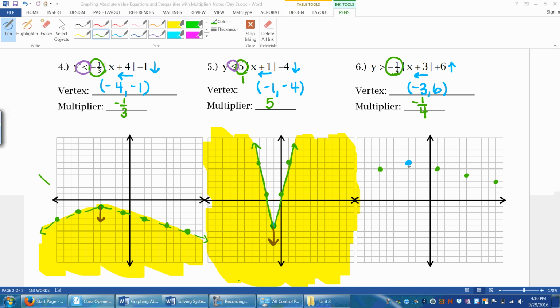This one does not have an equal to symbol, so it's dashed. It's a greater than symbol, so from the vertex I'm going to go up, and that tells me to shade above or outside of the V.